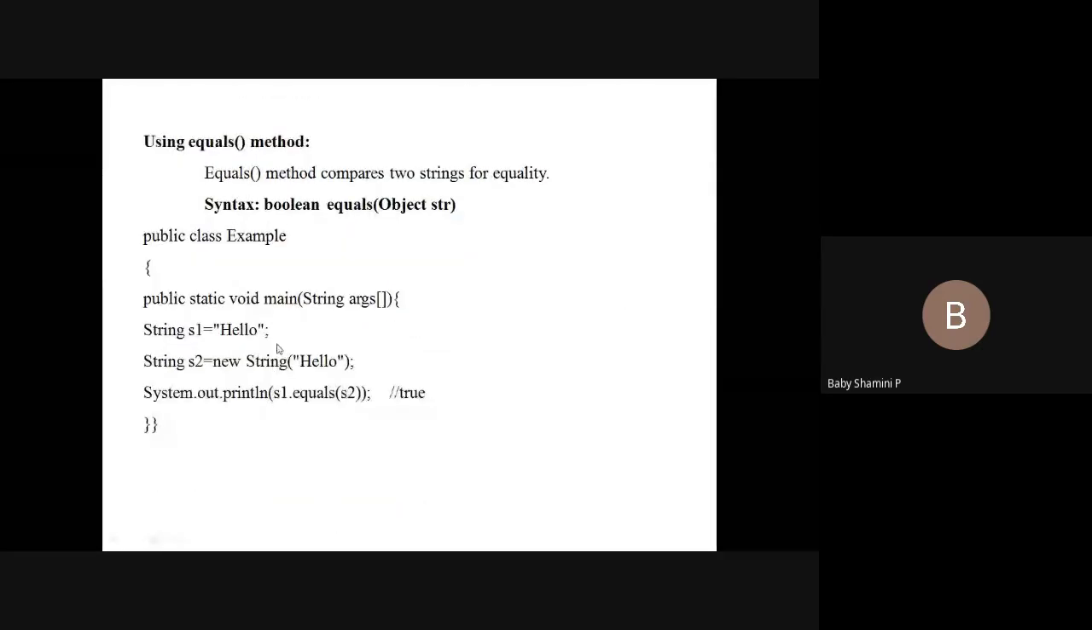And next the equals method. It does not bother about whether it points to the same memory location or not. It just checks whether the strings S1 and S2 are equal or not. That is identified and it displays the output as true or false.